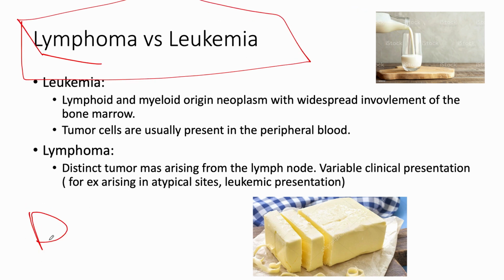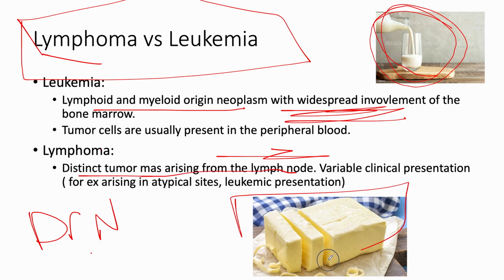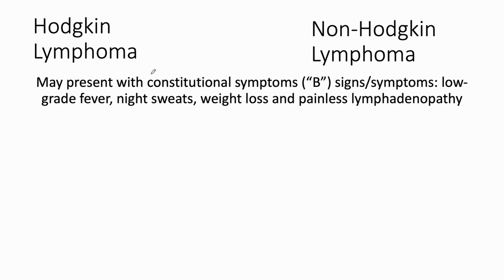I got this from Dr. Najeeb's video, where he explained this. He basically said that leukemias are like milk. These are lymphoid or myeloid origins that are widespread, like milk in the bone marrow, and the tumor cells are usually present in the peripheral blood. Lymphoma is a distinct tumor which arises in the lymph node. It's like butter, more in the lymph node. They have variable clinical presentations, for example atypical sites and leukemic presentations.